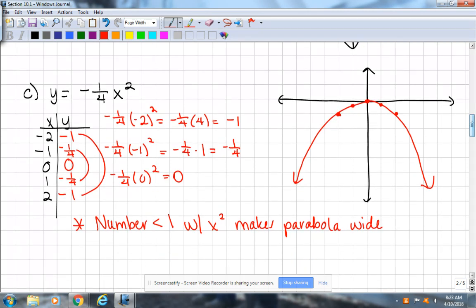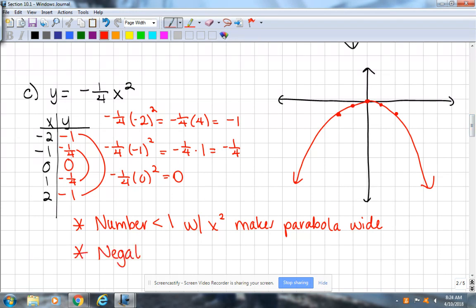A number less than 1 with the x squared makes your parabola wider. So greater than 1 made it more narrow. Smaller than 1 makes it wider. Does that make sense? All right. And what do you think turned it upside down? The negative.